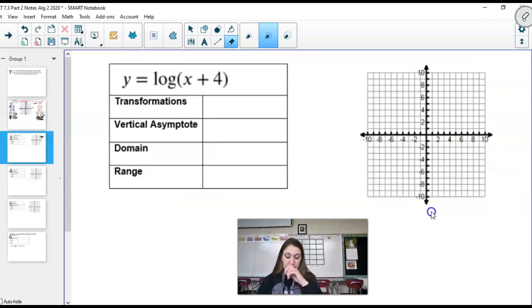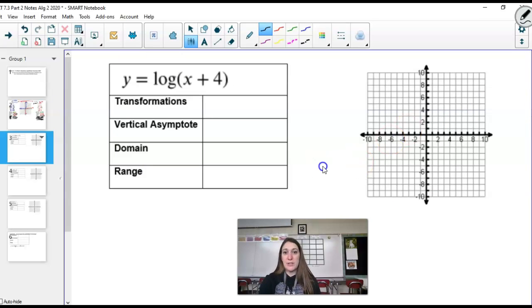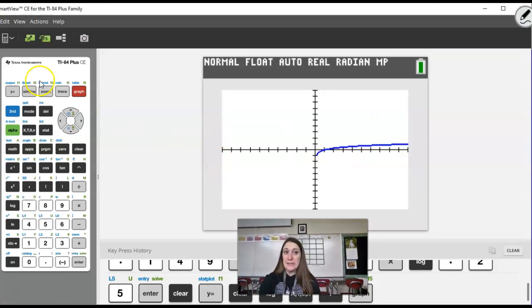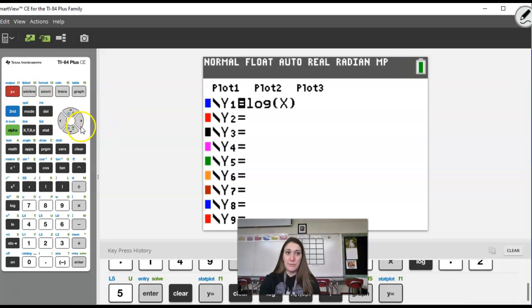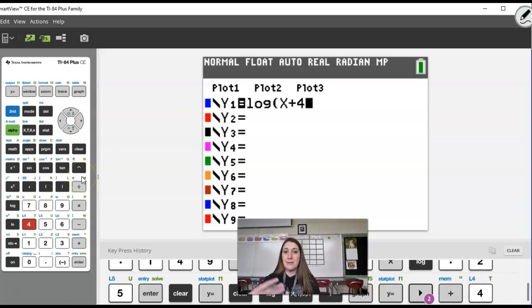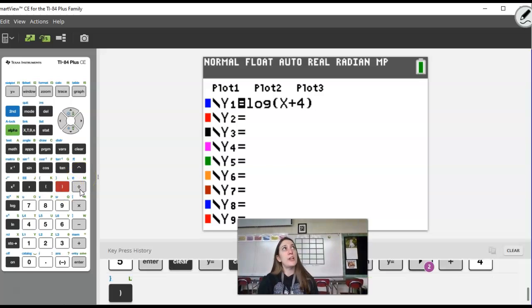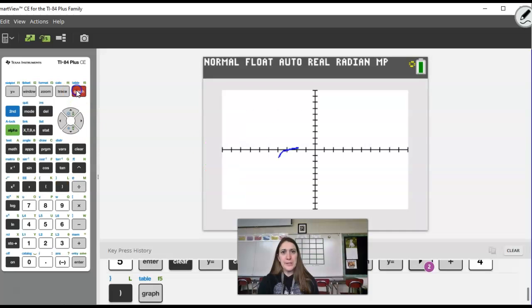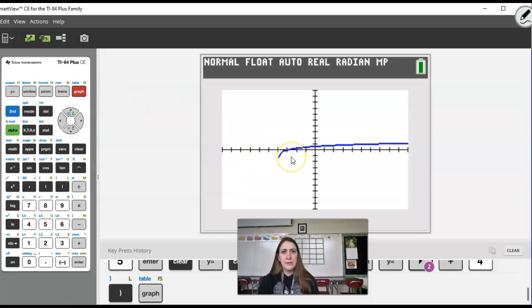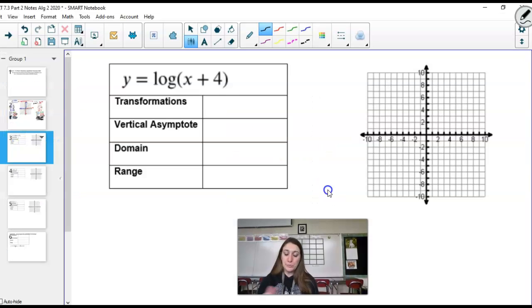So let's take a look at this one. We have a common logarithm of x plus 4. And if you want to get a little bit of tech assistance, we can do that. So x plus 4. Now, if we were in class, I'd be asking you guys to make some predictions. What do you think happened here? And I would hope you'd all shout out, well, Mrs. Abruzzo, it was shifted horizontally to the left 4. Is that what you were going to tell me? Because it was.